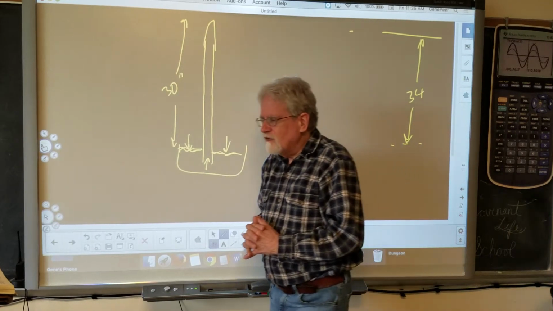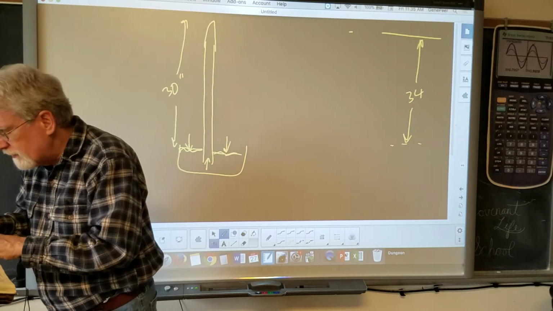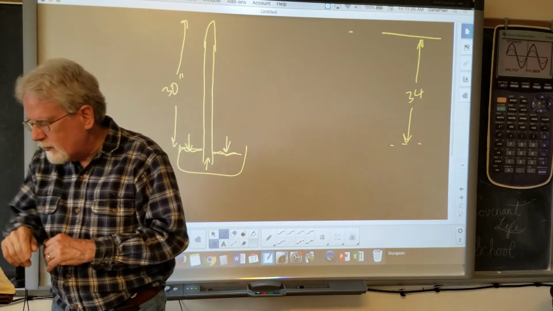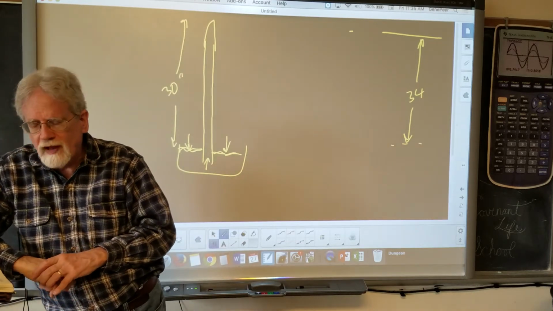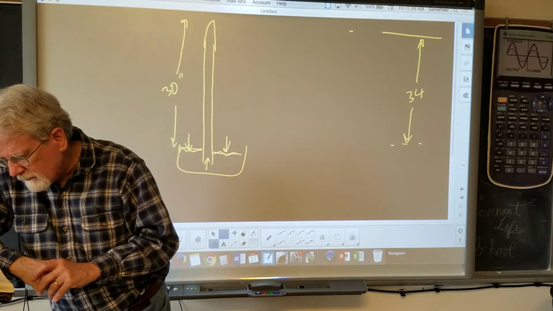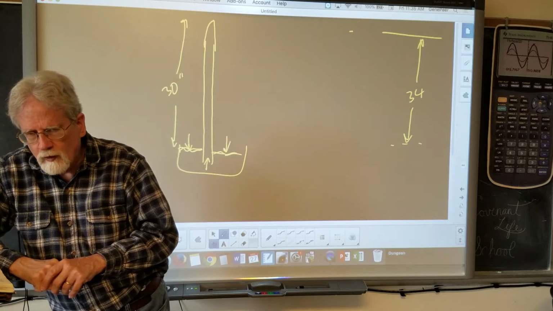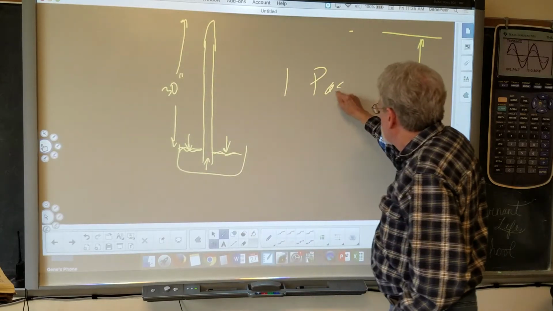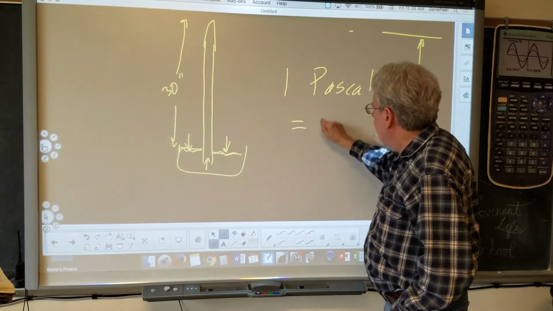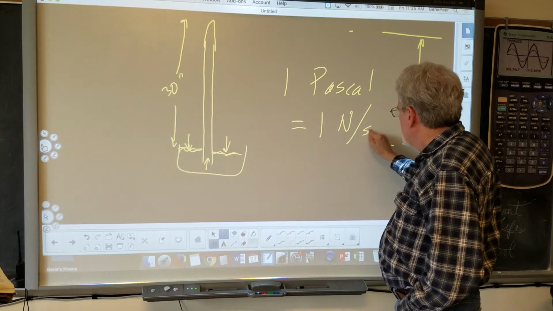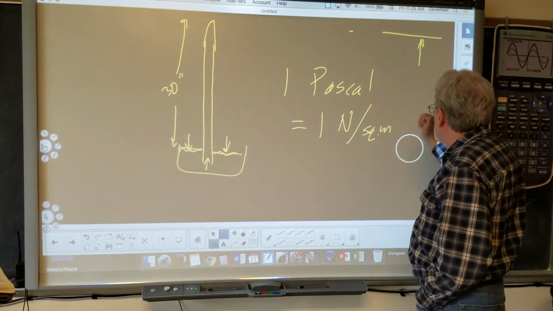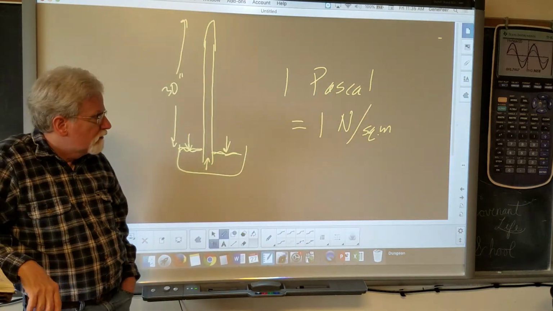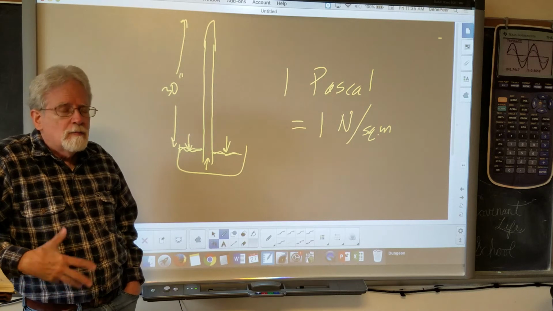So we measure in inches of mercury for old time's sake. There's, by the way, another measurement for air pressure. We also measure in what are called pascals. By definition, 1 pascal equals 1 Newton per square meter. That's the definition of a pascal. So in the metric system we measure it in pascals. In the English system we measure it in pounds per square inch.